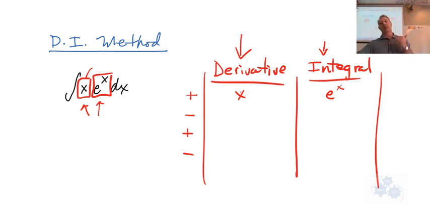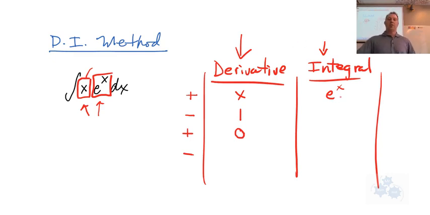So now here's the easy part. We take the derivative of this right here, x. What's the derivative of x? 1. Okay. Now, this is type 1 of the DI method. This is the easy one where we can actually differentiate down to 0 eventually. Okay, and that's what you want to do. You want to keep differentiating until you get to 0. So what's the derivative of 1? Is 0. Okay, so that's great. That is really going to help us here.